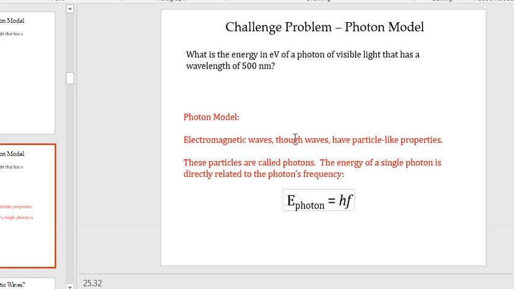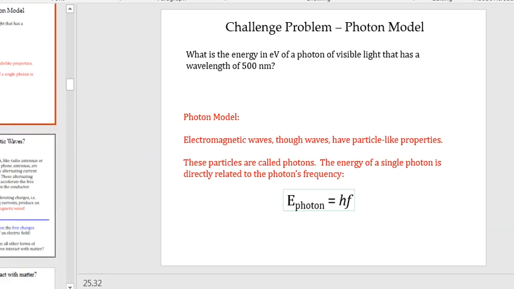So electromagnetic waves, even though they are waves, have these particle-like properties, and these particles are called photons. And interestingly, the energy of a photon is just directly related to the photon's frequency. So we found that a 500 nanometer wavelength for a photon has an energy of 2.48 electron volts.